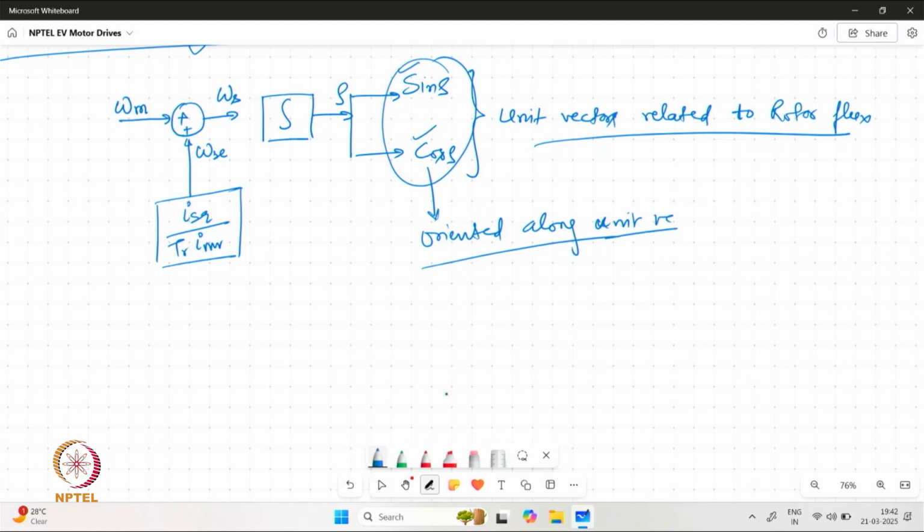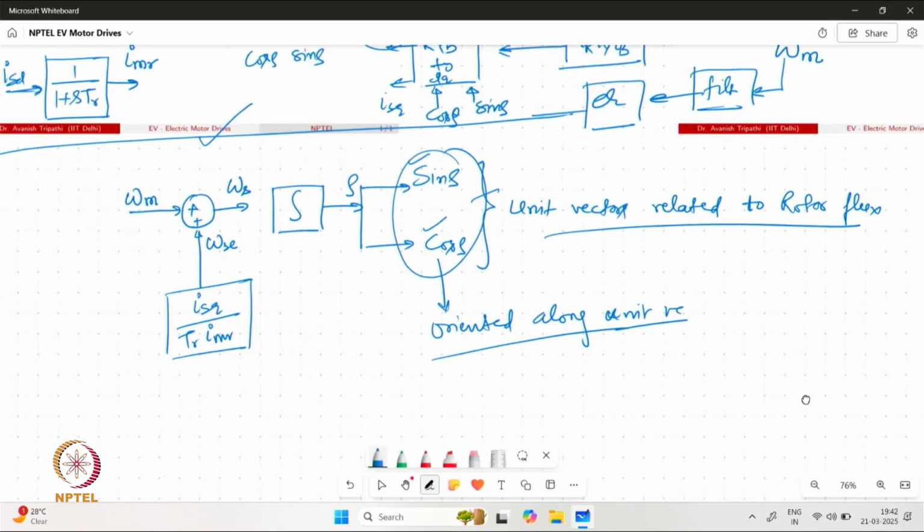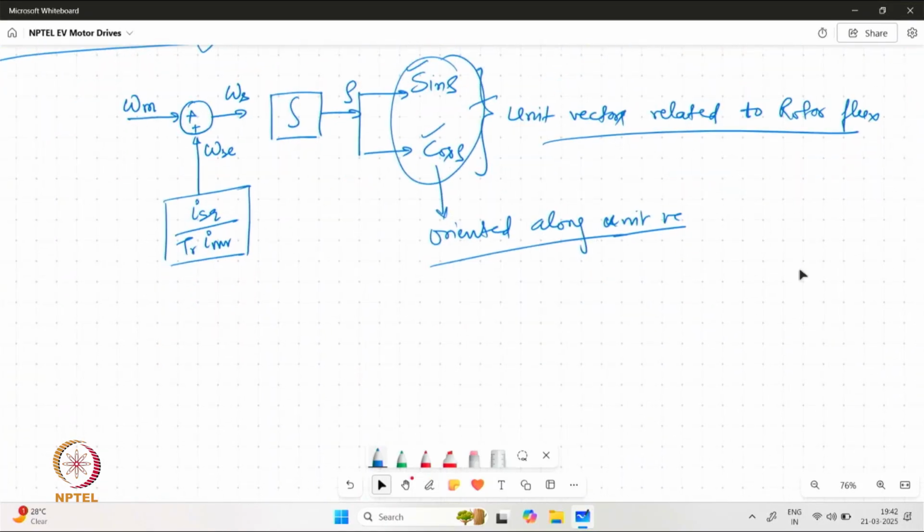Which means that we are not exactly computing or measuring the rotor flux. Still, we are providing the unit vector which is going to be responsible for the axis transformation in the rotor flux oriented frame of reference. So, this type of vector control can be called indirect vector control.